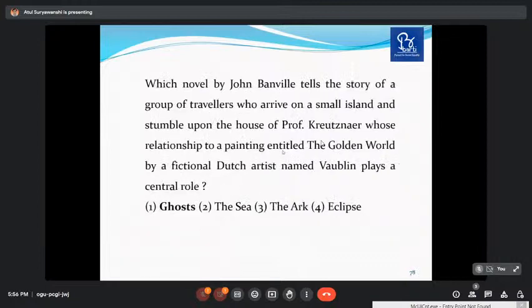Which of the novels by John Banville tells the story of a group of travelers who arrive on a small island and stumble upon the house of Professor Kreutznaer, in whose house a painting entitled The Golden World by the fictional Dutch artist Vaublin plays a central role? And the correct option is The Infinities.